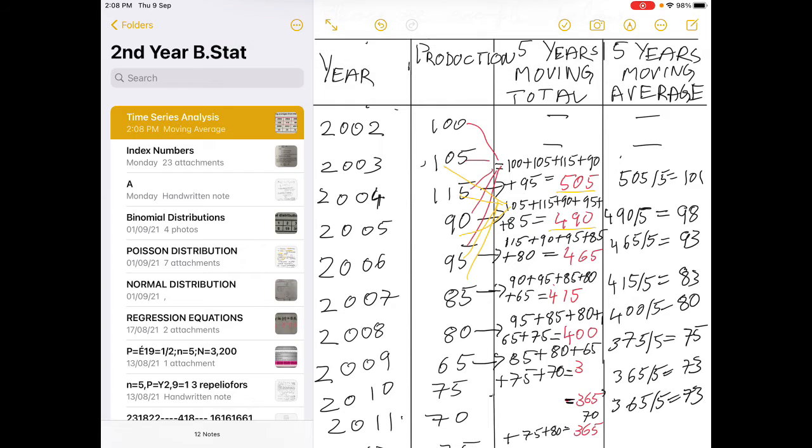After that, we calculate the moving average. 505 divided by 5, we got 101. 490 divided by 5, 98. 465 divided by 5, 93. 415 divided by 5, 83. 400 divided by 5, 80 and so on.